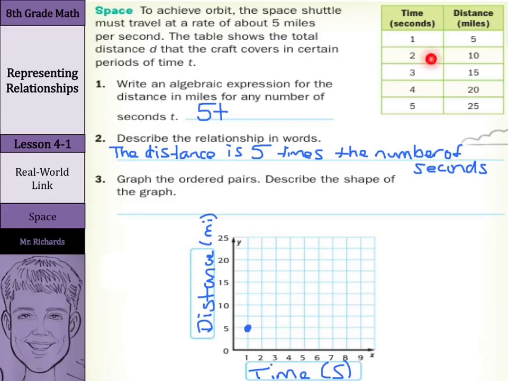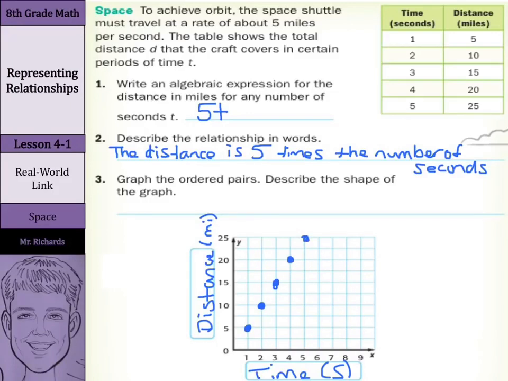And then we have 2, 10. So we're going to have 2 and up to 10. So that's going to be there. Then we have 3, 15. So 3 and 15, and that intersection is there. Then we have 4, 20, and 5, 25. And when we go to describe the shape of this graph, it appears to be a line.